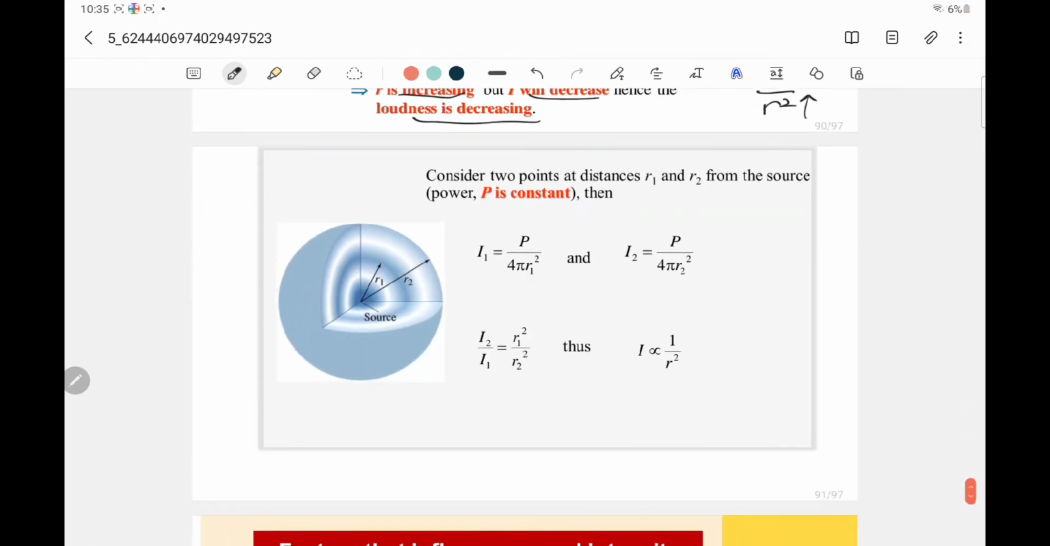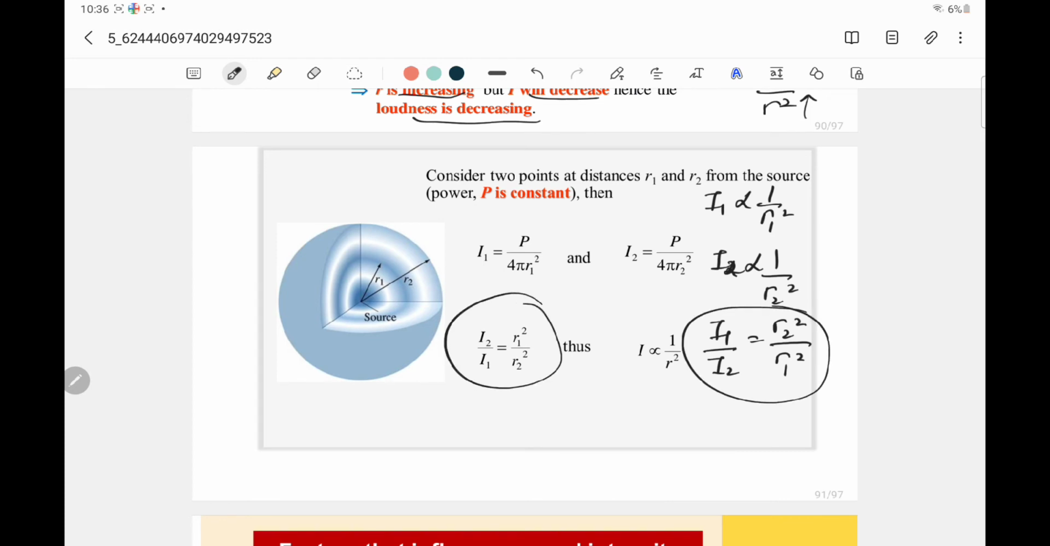So we have two points of distance, r1 and r2, because we have I1 inversely proportional to r1² and I2 inversely proportional to r2². So we have I1 over I2 equal to r2² over r1². Alright, or you can have this one.